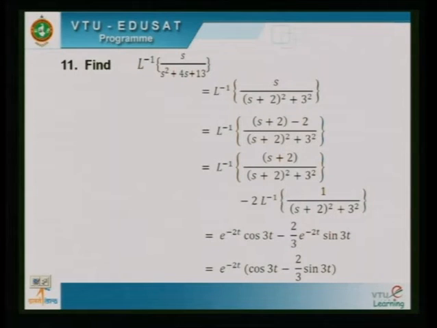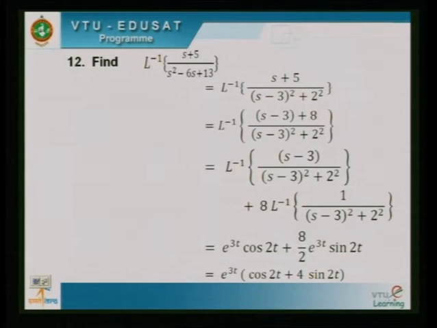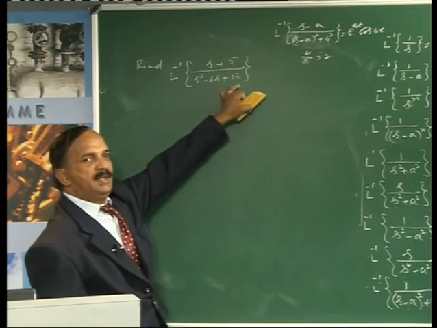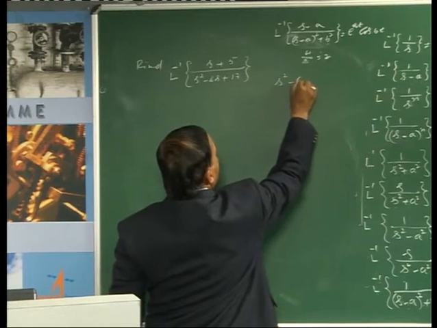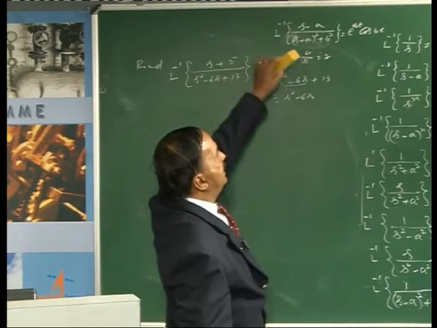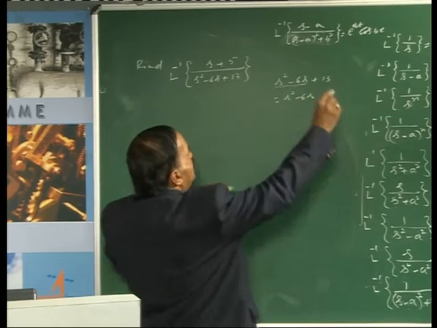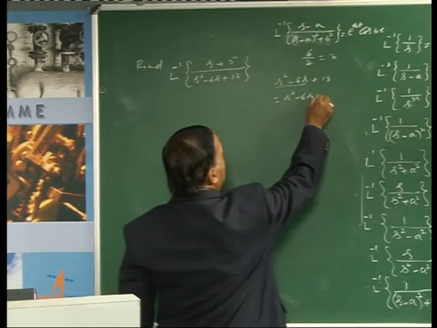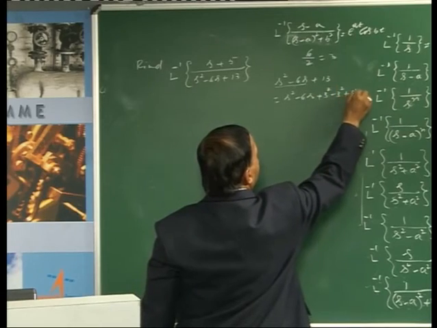Next example, find L inverse of S plus 5 divided by S square minus 6S plus 13. Again by the completing the square method. So S square minus 6S plus 13 equals, you write the first two terms, S square minus 6S. The coefficient of S is 6, you divide this number always by 2, you will get 3 here. 6 by 2, 3. So plus 3 square minus 3 square and plus this 13.